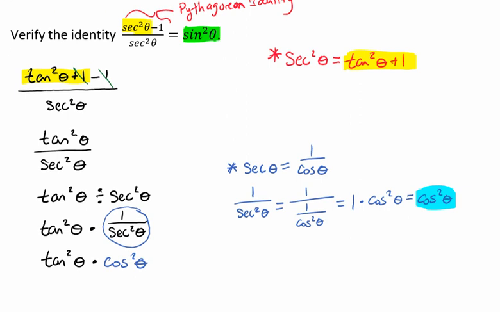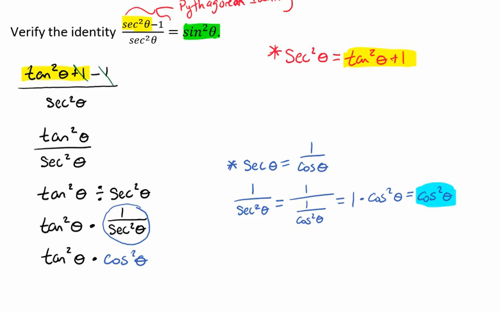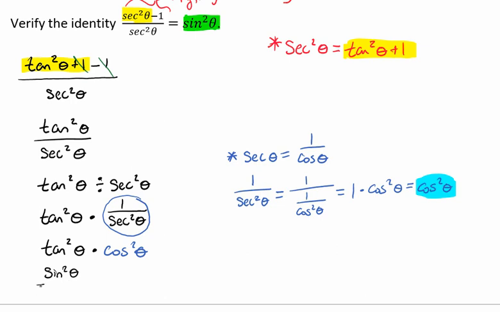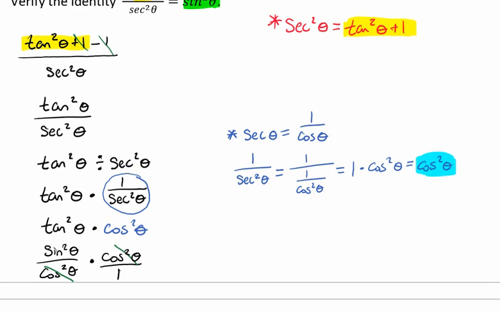And we're going to split tangent apart here because we know that tangent is sine of theta over cosine of theta. And remember that we're multiplying by our cosine squared of theta, and put that over 1, and we're able to cancel out our cosines, which leaves us with our sine squared of theta, which was what we wanted it to equal. And so now we're finished. We have verified that identity.